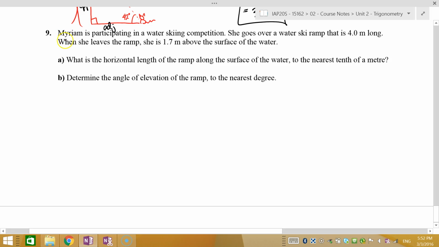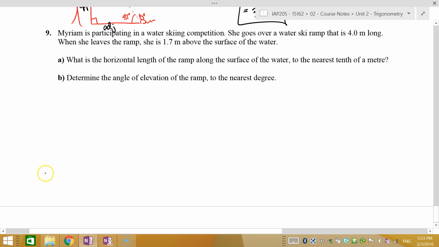All right, last question. Once again without a diagram, which is why I'm making another one of these videos. So we read that Miriam is participating in a water skiing competition. Be careful she doesn't break a hip. She goes over a water ski ramp that is 4 meters long. When she leaves the ramp, she is 1.7 meters above the surface of the water.